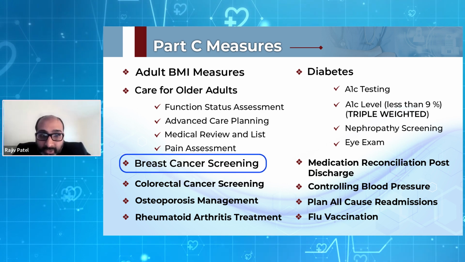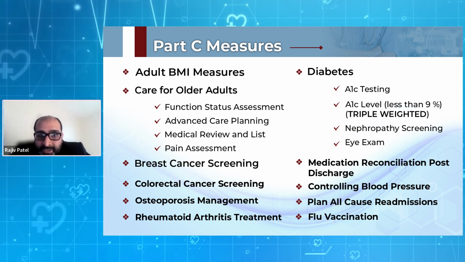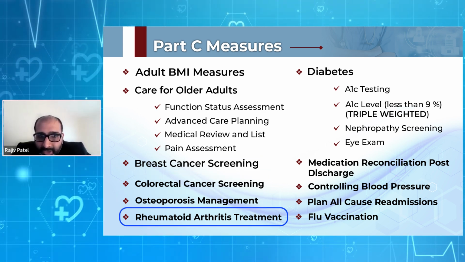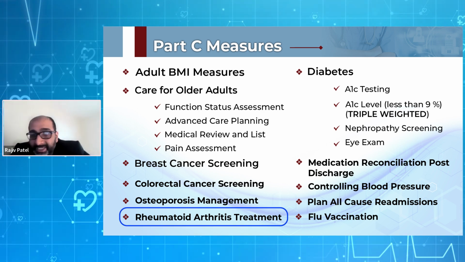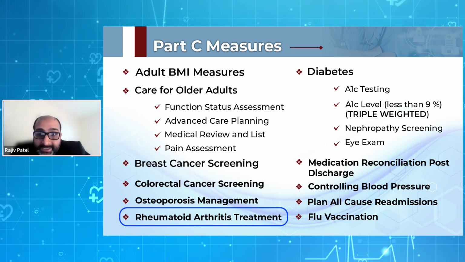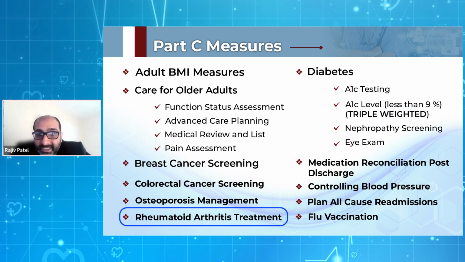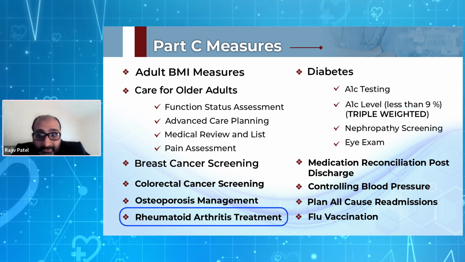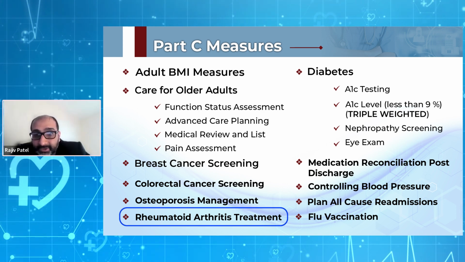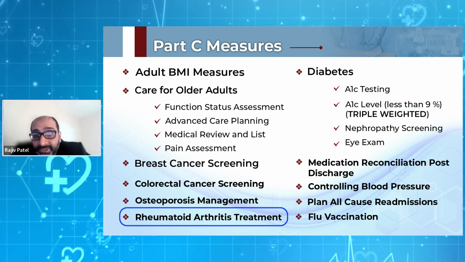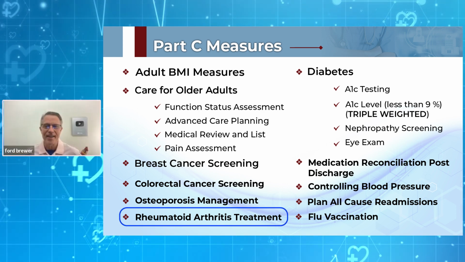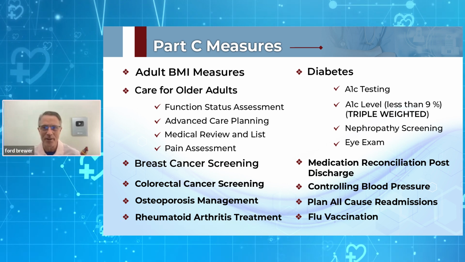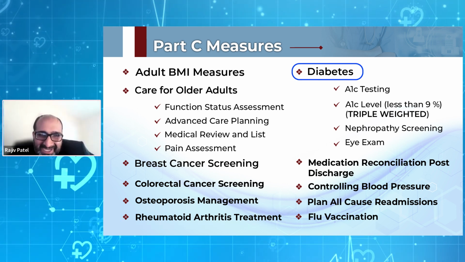Breast cancer screening, colorectal screening, we've talked about them. Osteoporosis management, RA treatment. If a patient has rheumatoid arthritis that has been actually billed via claims, then you must have them on a DMARD. If they refuse a DMARD, or if they don't take it, or you don't have it in the records and you don't bill the CPT code, then you're losing out on that measure. Disease modifying, anti-rheumatoid. Yeah, DMARDs.